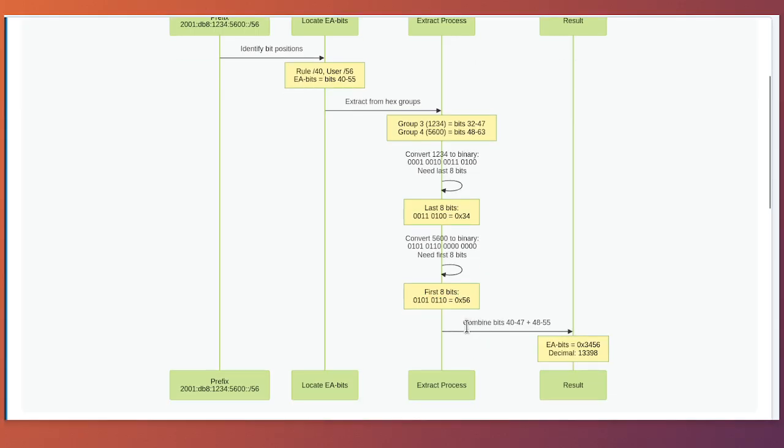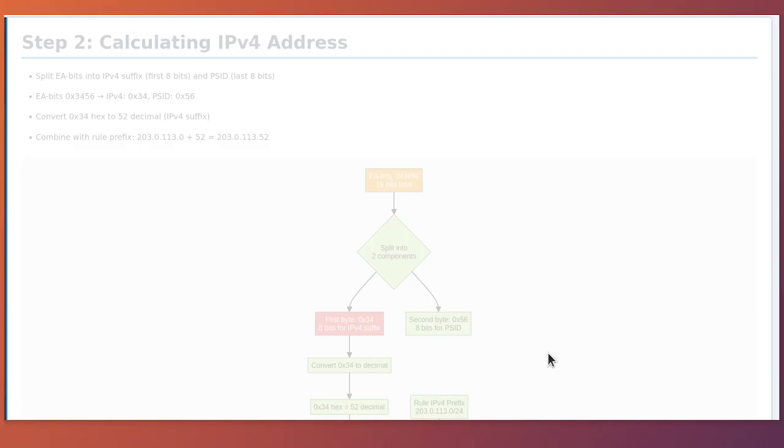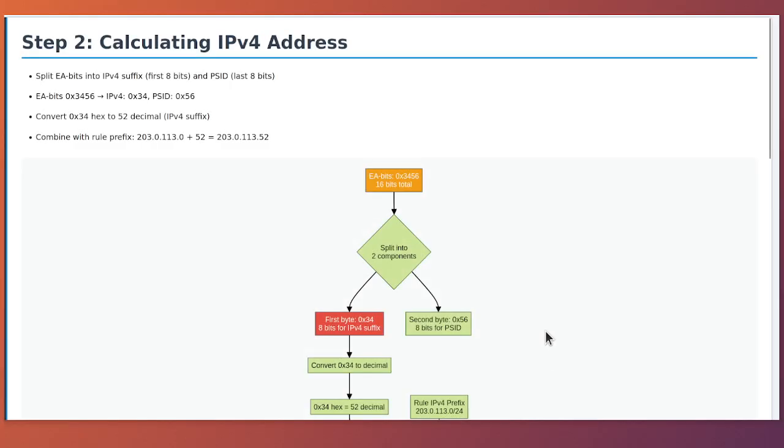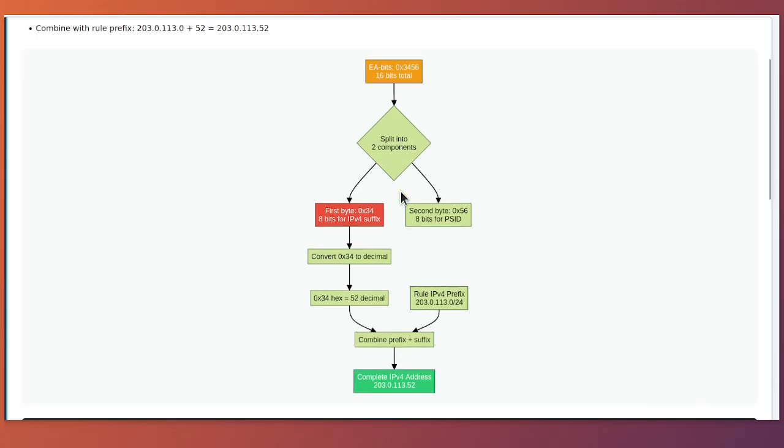Combining these, our EA bits value is 3456 in hexadecimal, or 0x3456. Calculating the IPv4 address from EA bits. Now that we have extracted the EA bits value of 0x3456, we need to split this 16-bit value into its two components: the IPv4 address suffix and the PSID.